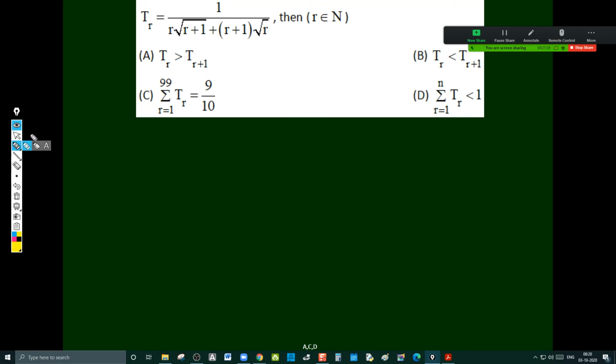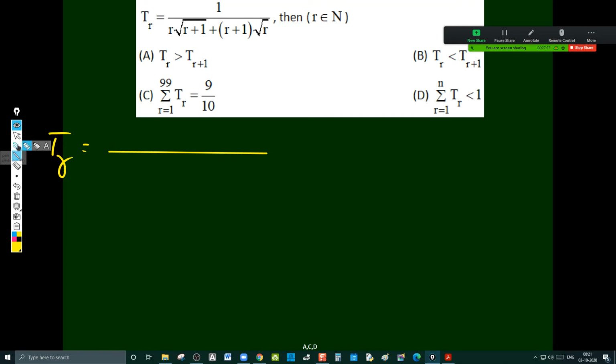T_r. Take in the denominator, take. Sir, A is correct. Substitute 1 and 2. Yes, sir. That's good. But coming to this, you have to split it. What he's saying is correct. You can put r equal to 1 and r equal to 2 and check it out. We'll be doing that anyway.